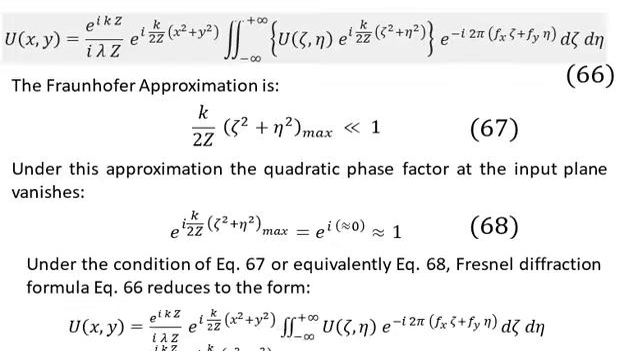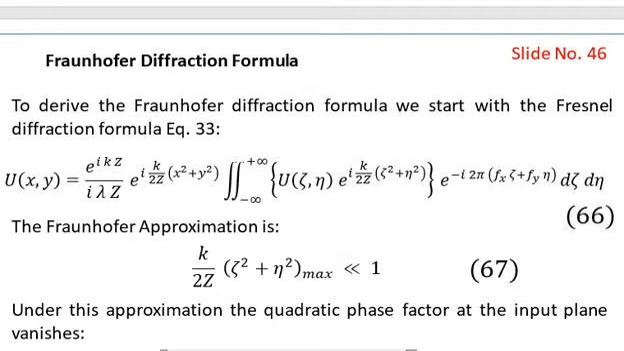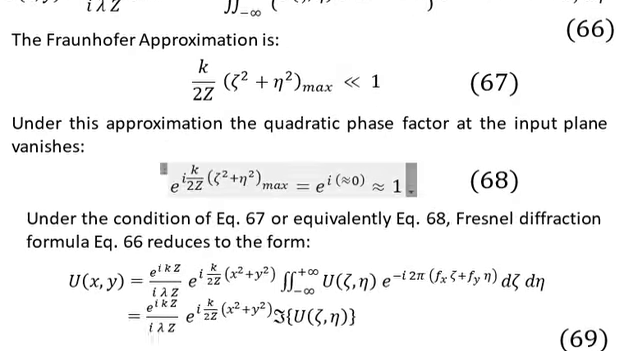Using that approximation, we have shown in equation number 68 that e to the power iota k over 2z multiplied by the maximum value of zeta square plus eta square is equal to e to the power iota times a quantity, which is given in equation number 67 and is approximately equal to 0, being much less than 1 and of course greater than 0. So we can say that this quadratic phase factor associated with the input aperture is equal to 1, as given in equation number 68. So using that in the formula given in equation number 66, we come up with another formula given below.